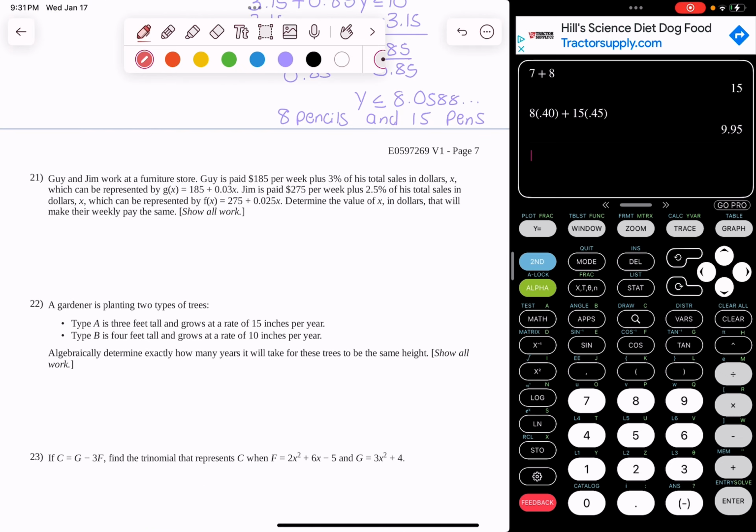Jim and Guy work at furniture stores. Guy is paid $185 per week plus 3% of his total sales in dollars, which can be represented by this equation. Jim is paid $275 per week plus 2.5% of his total sales in dollars, which can be represented by this equation. Determine the value of X in dollars that will make their weekly pay the same. If I want their weekly pay to be the same, that means I want this to equal this. So I'm going to equal those together.